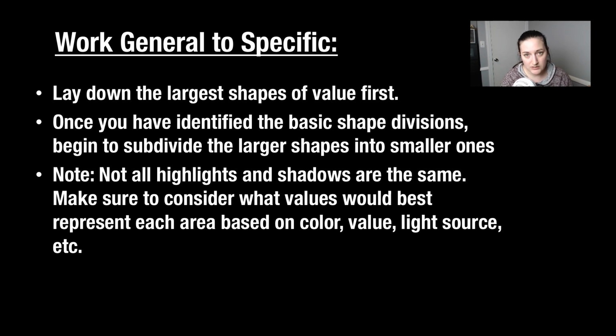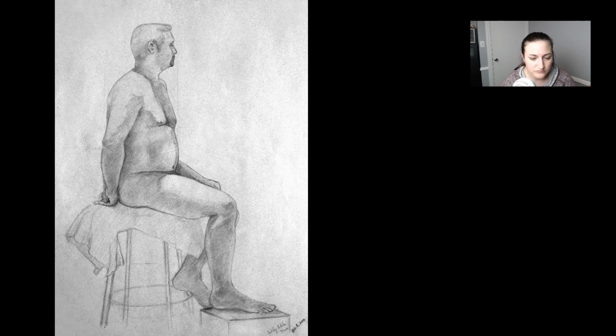But then we're going to subdivide those shapes. Once you've identified the basic shape divisions, begin to subdivide the larger shapes into smaller ones. So once you have the larger shapes identified, then you're going to look and see, okay, what transitions are happening inside of the general value shapes. And you will have the core shadow and reflected light in there. Note, not all highlights and shadows are the same. Make sure to consider what values would best represent each area based on color, value, light source, etc.